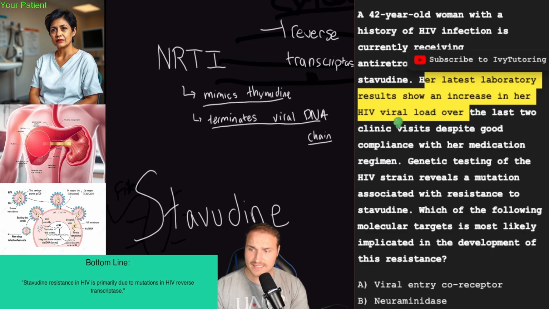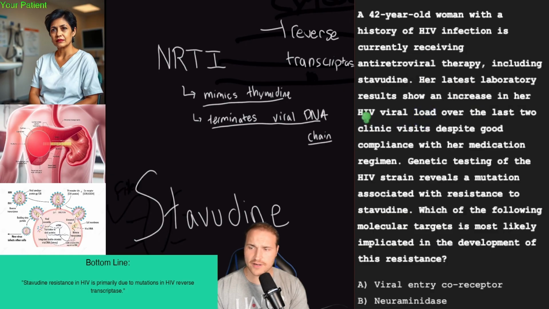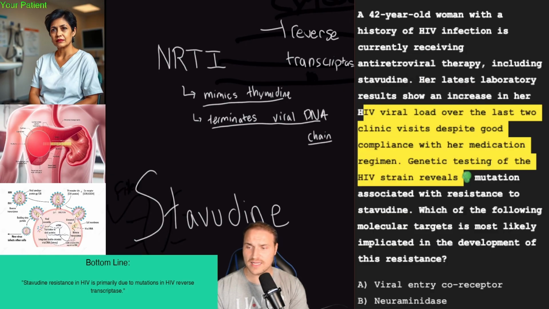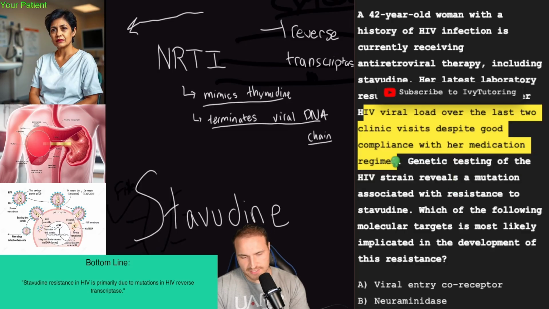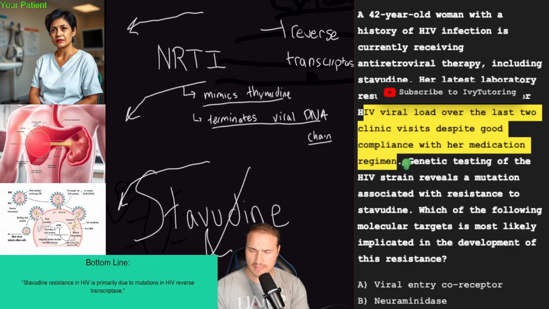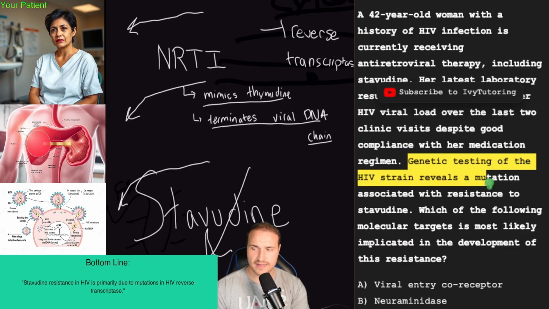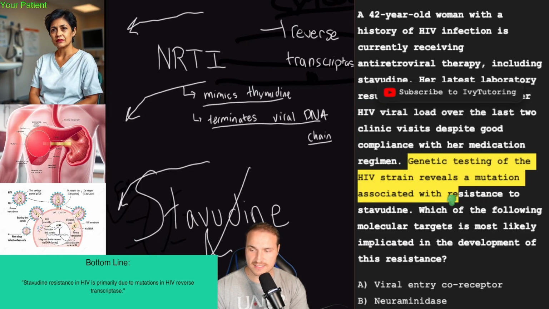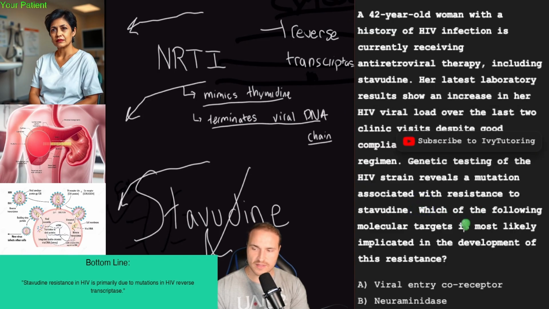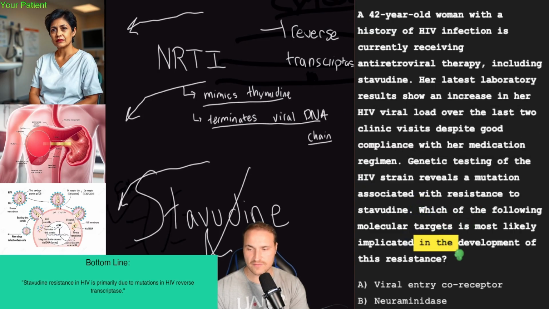All right, her latest lab results show an increase in her HIV viral load over the last 2 clinic visits, despite good compliance with the medication regimen. All right, so there you can see the patient. There's a rough sketch in the body. There's a helpful little diagram. There's the bottom line. Genetic testing of the HIV strain reveals a mutation associated with resistance to stavudine. Which of the following molecular targets is most likely implicated in the development of the resistance?